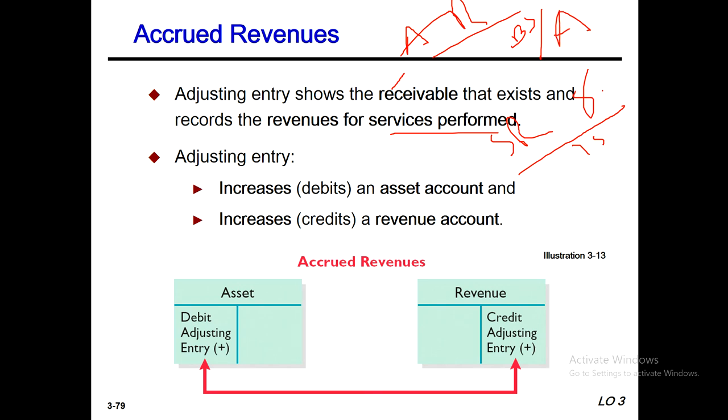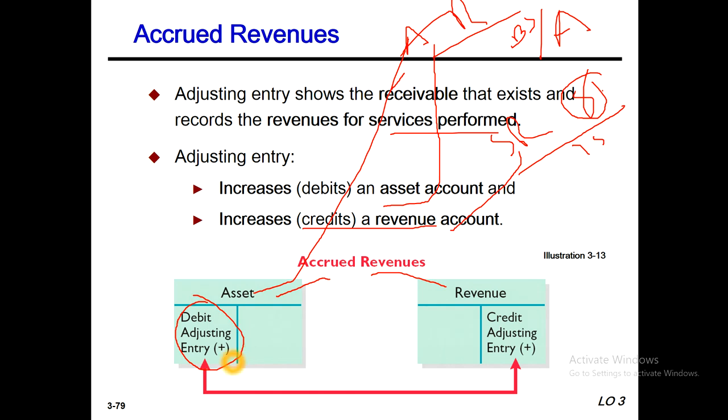Adjusting entries: increase debit asset, that means the asset, account receivable, will be increased, and increase credit revenue, that means service revenue will be increased. Credit means increase here. This is the accrued revenue. The account receivable is an asset, the asset will be increased on the debit side, and the service revenue will be increased. This is the ledger.